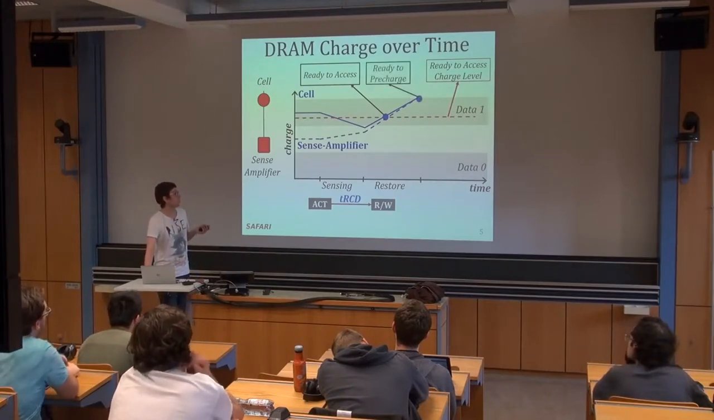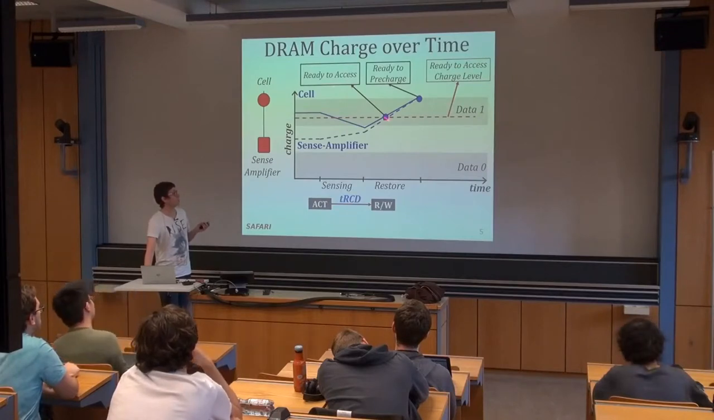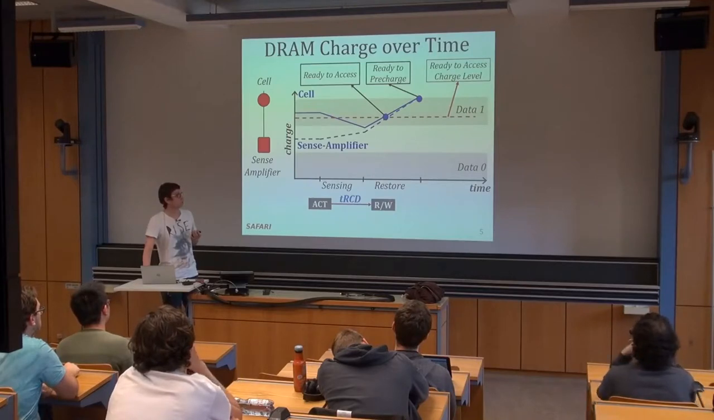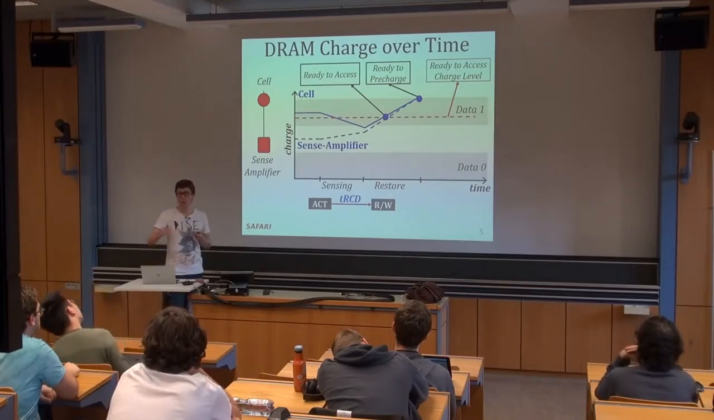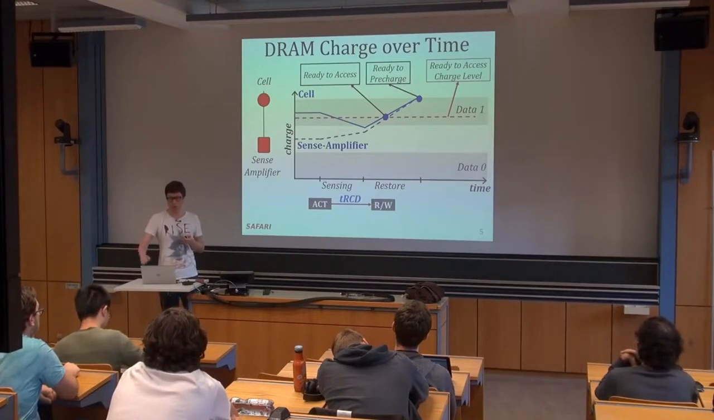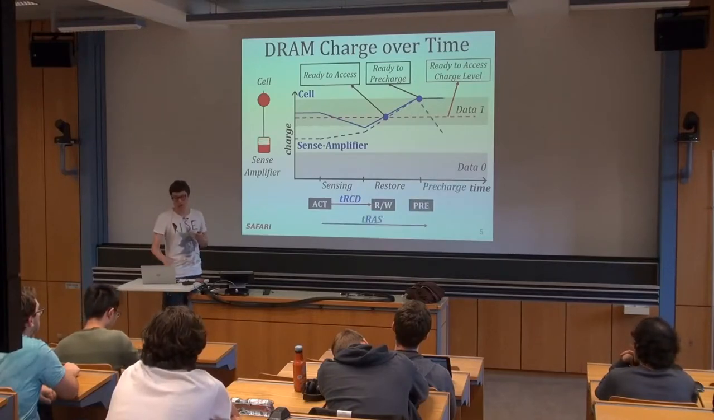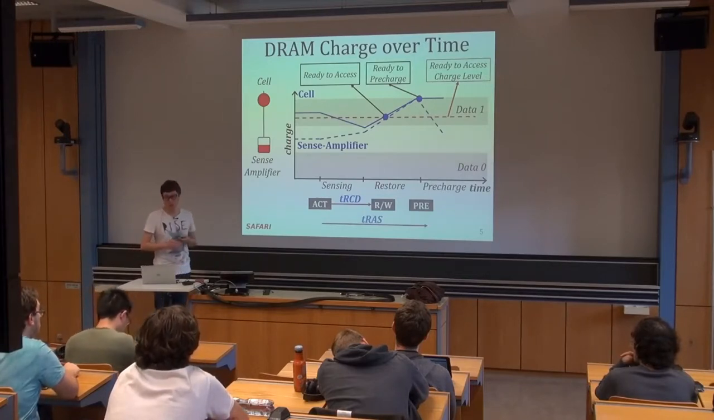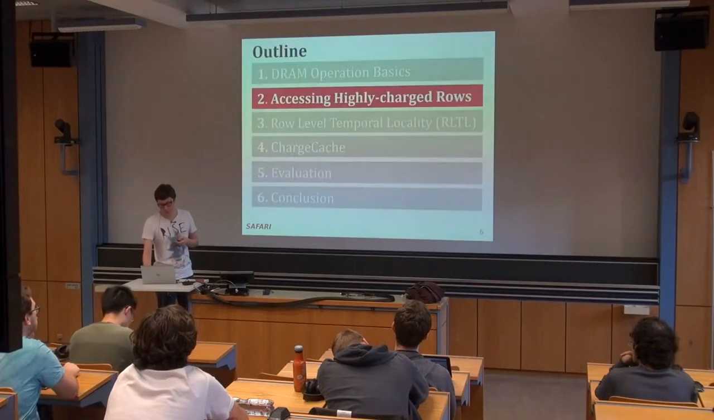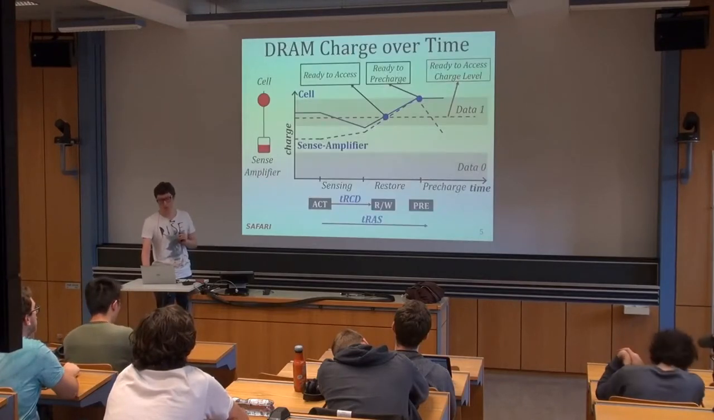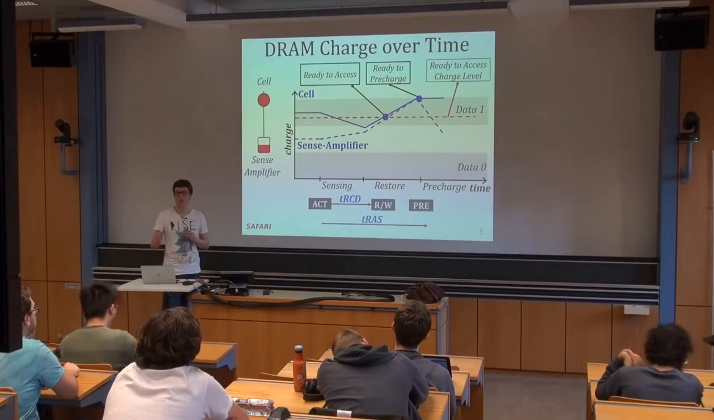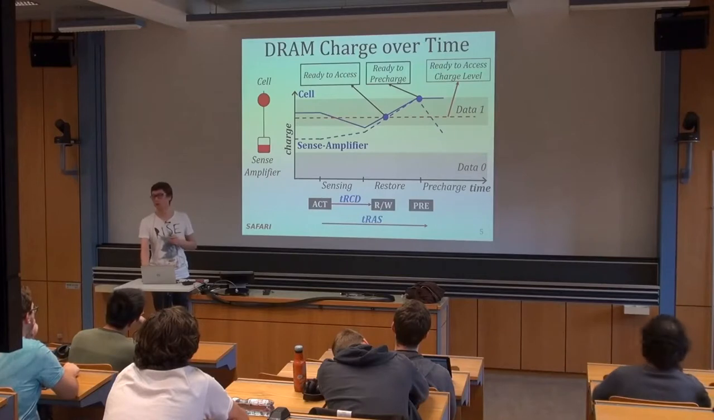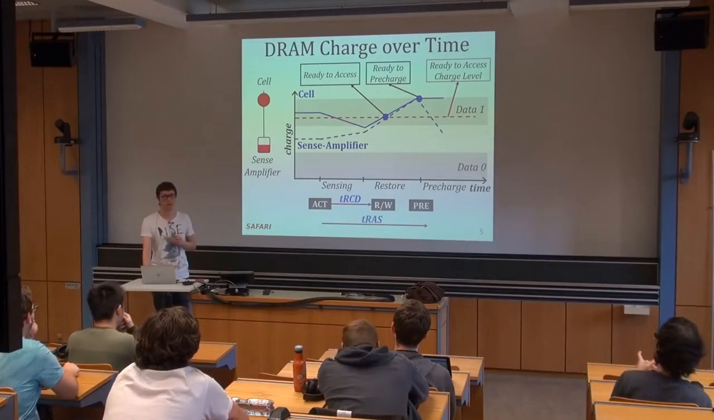Similarly to ready to access charge level, we also have ready to precharge charge level, which means after this point, the memory controller can issue a precharge command to close the row and open another one. The timing parameter between activate and precharge is called TRAS. So this is basically what happens when you access a DRAM. Are there any questions so far? Everything clear?